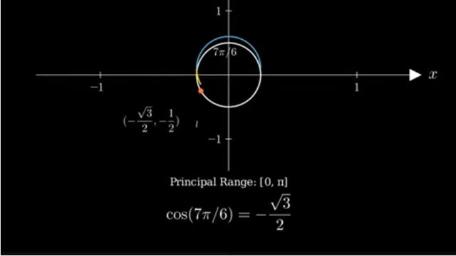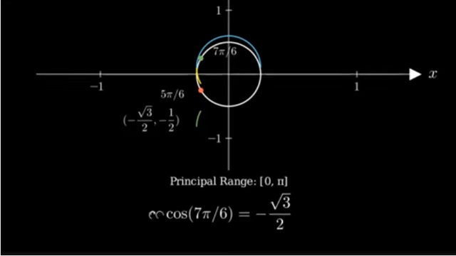Now, there are two angles in the interval 0 to 2 pi that have this same cosine value, 7 pi over 6 and 5 pi over 6. Since cosine inverse only gives values between 0 and pi, and 5 pi over 6 is in this range, the answer must be 5 pi over 6.